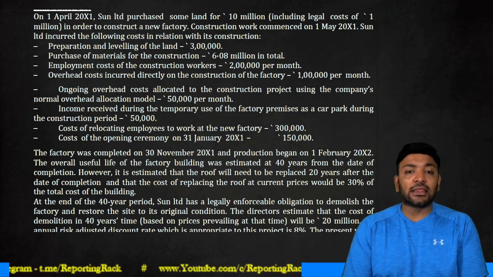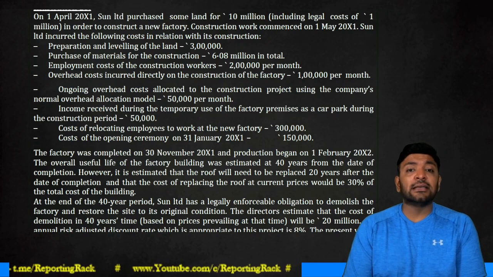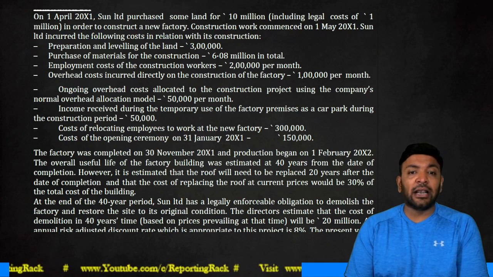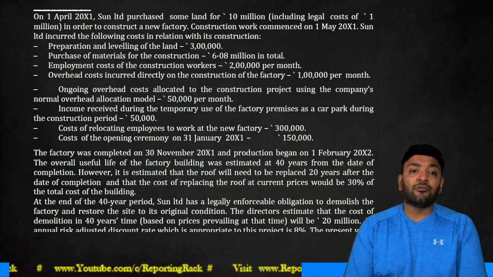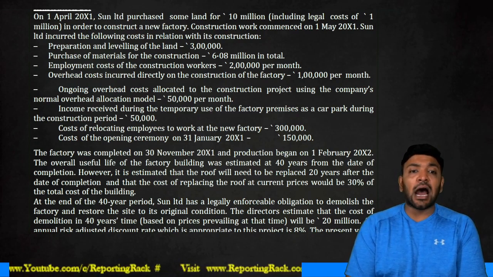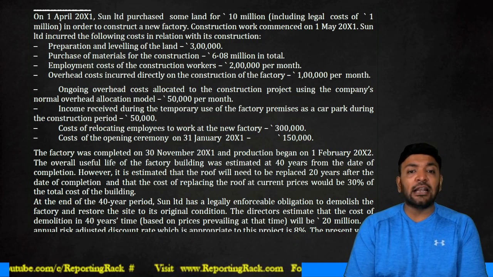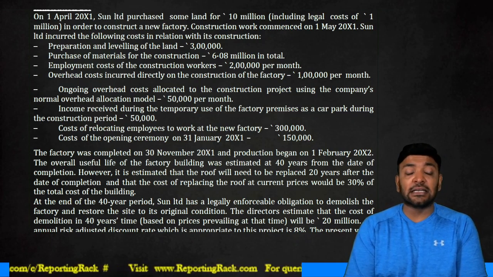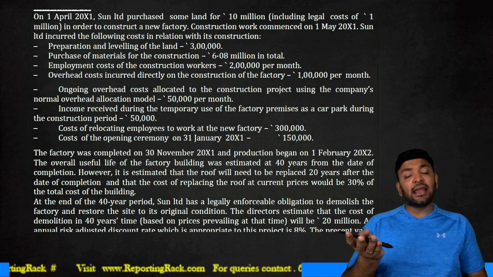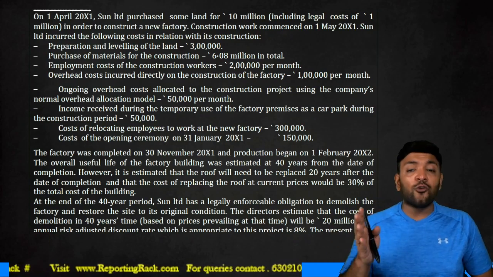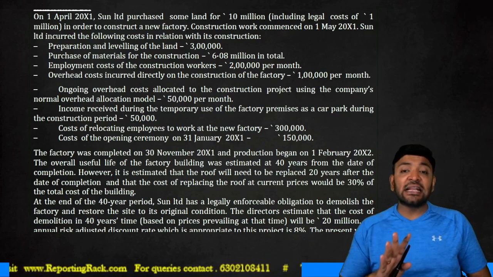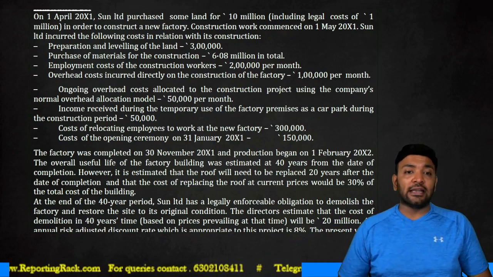The factory was completed on 30th November. That means it took 7 months, and the production began on 1st Feb. The overall useful life of the factory building was estimated to be 40 years from the date of completion. However, it is estimated that the roof will have to be replaced after 20 years from the date of completion, and the cost of replacing the roof at current prices is 30% of the total cost of building. After you calculate total cost of building, 30% is to be allocated towards the roof, and this 30% has to be depreciated only for 20 years. The balance 70% can be depreciated for 40 years.